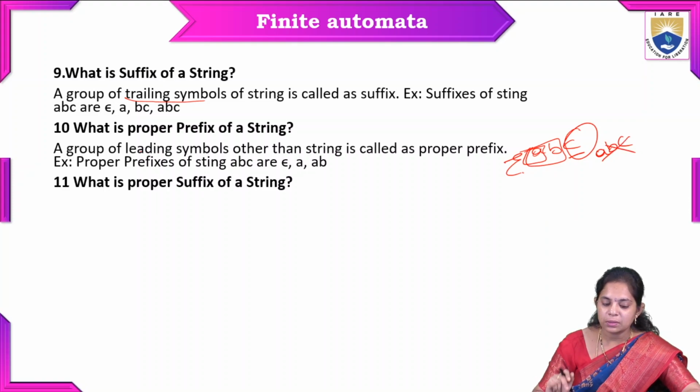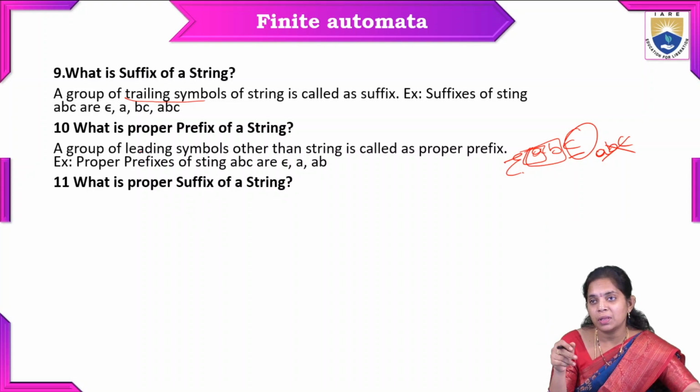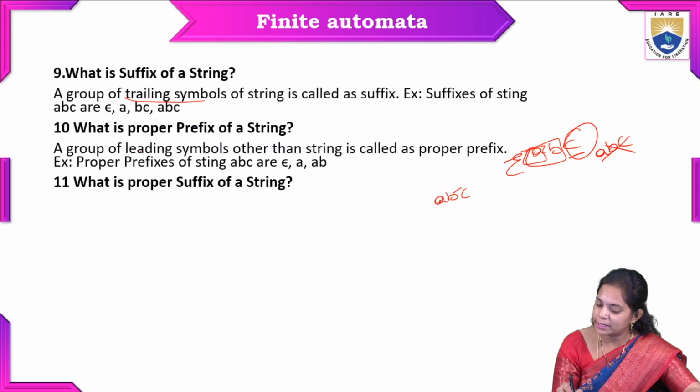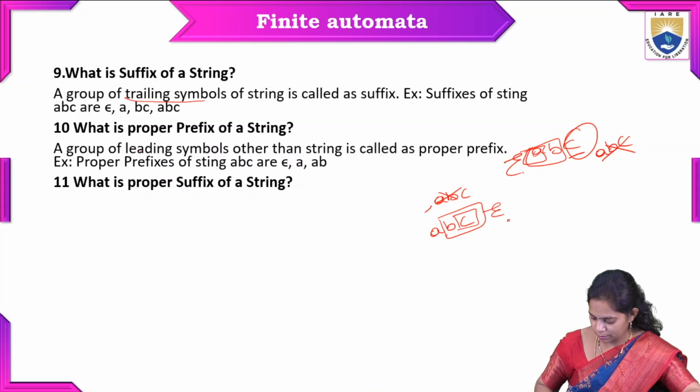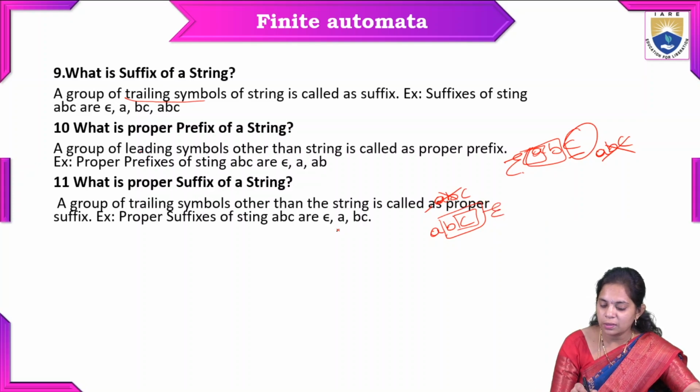And proper suffix, same thing. We represent ABC as a string, and we exclude that string ABC itself. So the suffixes are BC, C, and epsilon. These are the A, B, C.